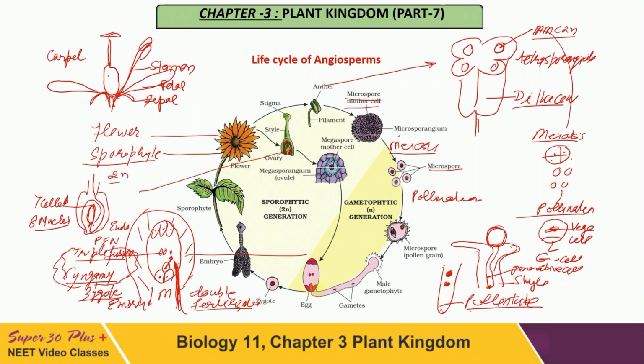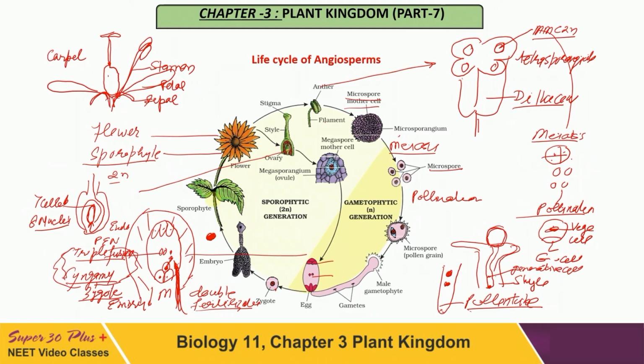So this is the embryo sac. This is the egg apparatus. These are the polar nuclei. These are the antipodal cells. The zygote has been formed here, and that zygote will start to develop into the embryo, and ultimately the overall structure, the ovule, will develop into seed, and the seed will germinate, and after germination the seed will make the plant. This is the angiosperm plant. Is it clear to you?